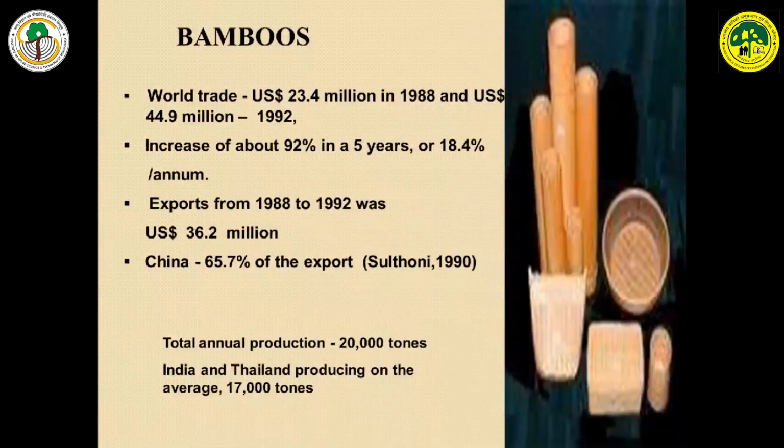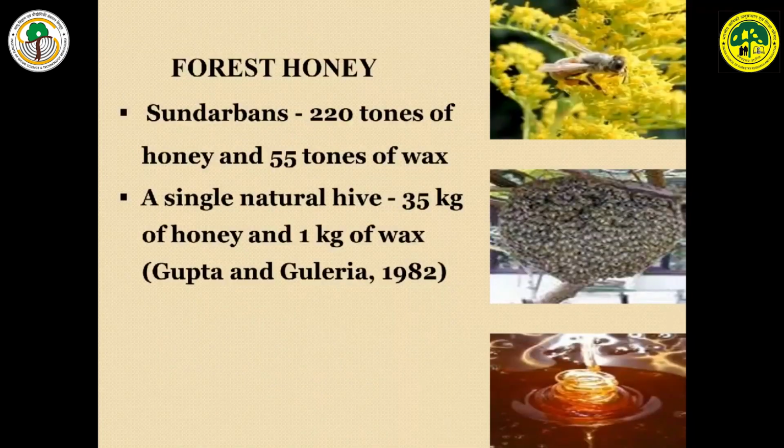Bamboos, as all of you know, come in n number of varieties which have different uses, starting from construction material to basket making. You can have different bamboo species for different uses. Honey, I need not describe much. Honey is a well-known material which every household uses. So honey production is a big industry.